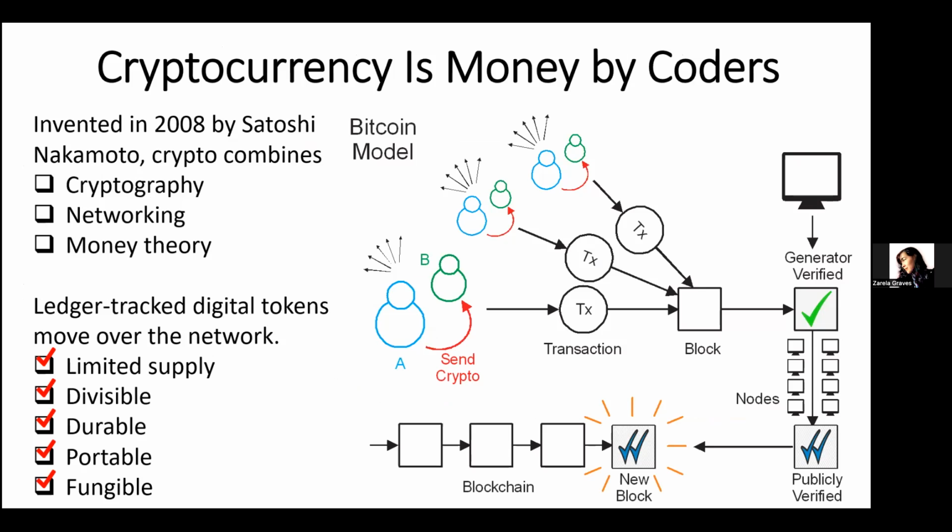It was invented in 2008 by somebody we don't really know. We only know their pseudonym, Satoshi Nakamoto, him or her or they, we don't know. And it's an amazing invention because it combines multiple technologies. It combines cryptography and networking and money theory in a way that's really hard to get your mind around.